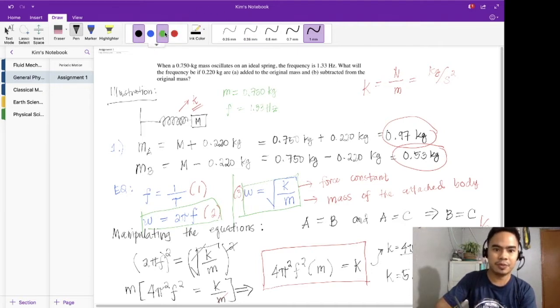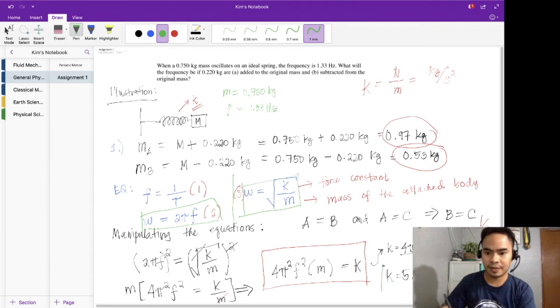Okay, kilograms per second squared. So that is your force constant K. Well, I am bothered if you will not believe me on how these two terms are equal, so I will just show it to you right now.